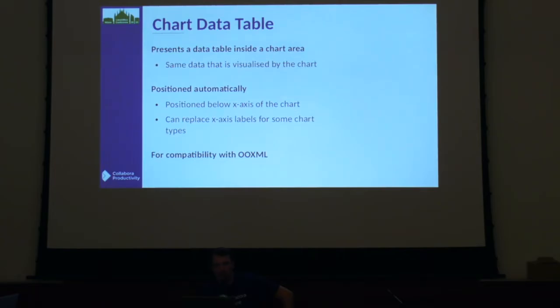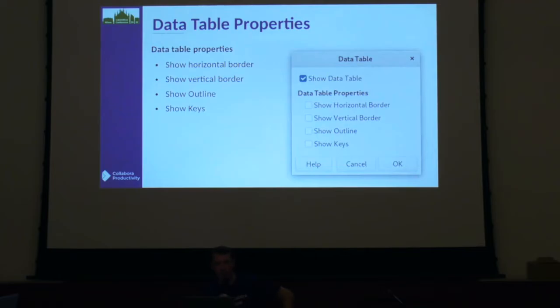As I said, this is positioned below the x-axis of charts, and as I said, it can also replace the labels. And this is also specified by the OOXML, so most of the things are the same properties that are defined inside the OOXML. And there's not a lot of properties. Mainly there are four properties that are unique to the data table. So this is either show horizontal or vertical border.